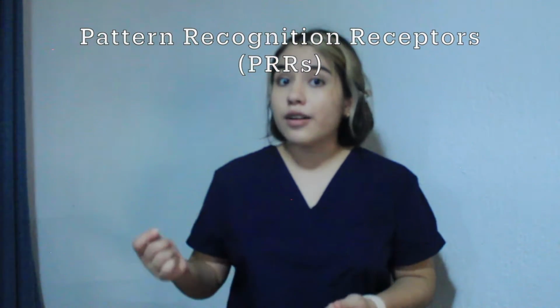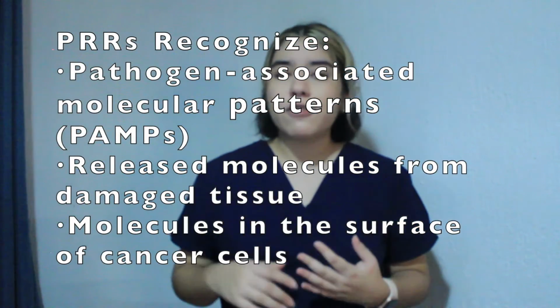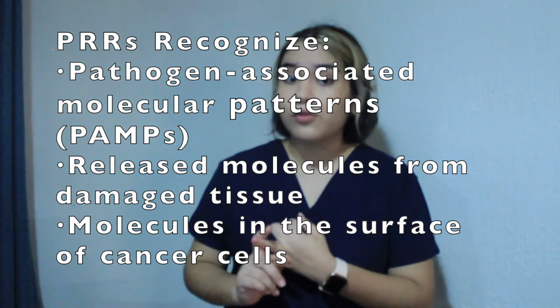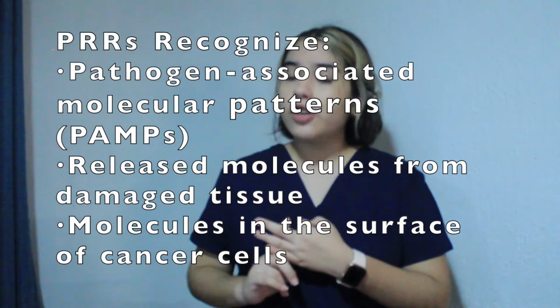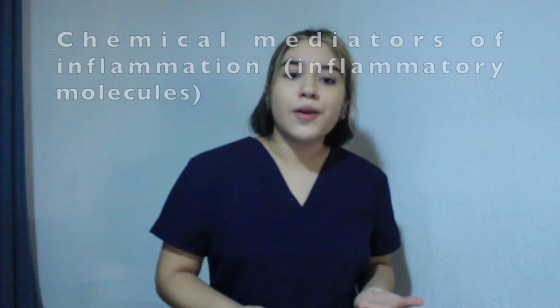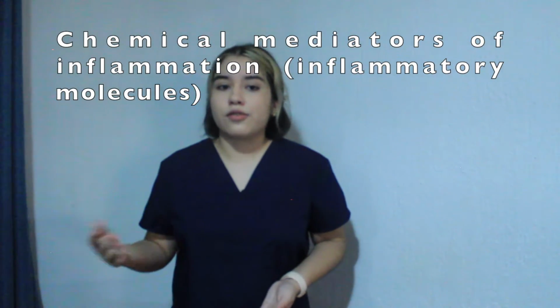These cells have pattern recognition receptors, PRRs, capable of recognizing pathogen-associated molecular patterns, PAMPs, molecules released by damaged tissue, and molecules presented on the surface of cancer cells. Following this recognition, they release chemical mediators of inflammation.